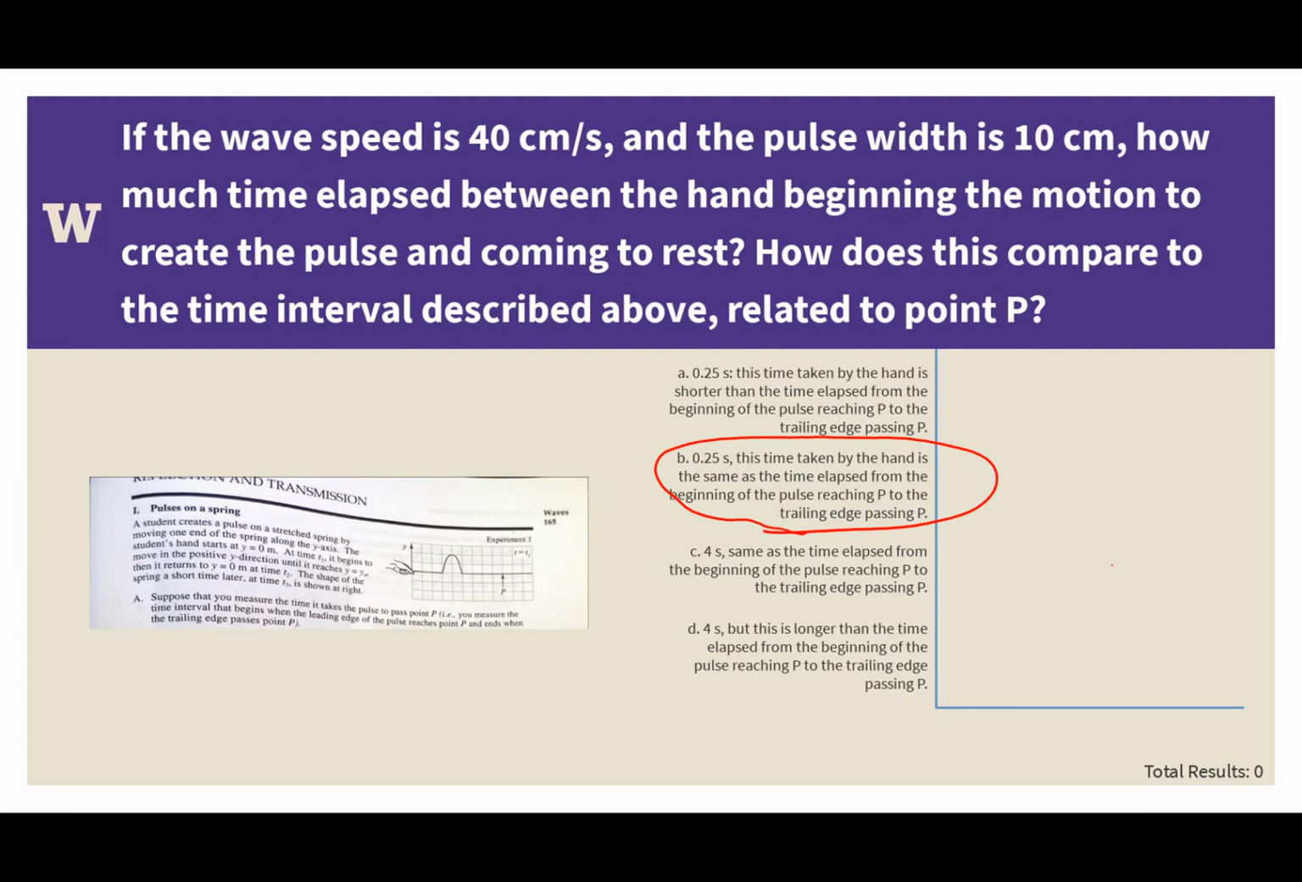So in this case, if my hand takes a quarter second to make this pulse, that means if I'm standing and watching the pulse go by, it'll be a quarter second from when I see the beginning of the pulse pass me to when I see the end of the pulse pass me. And so I know that this takes me a quarter second because between making the beginning of the pulse and making the end of the pulse, the beginning of the pulse has moved a distance of 10 centimeters, and I know the wave speed on this wave is 40 centimeters per second.